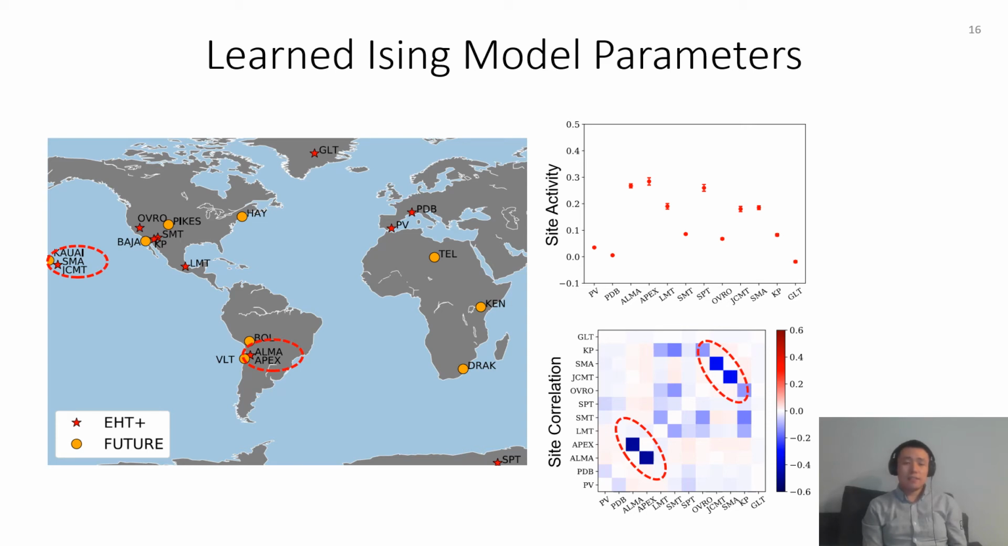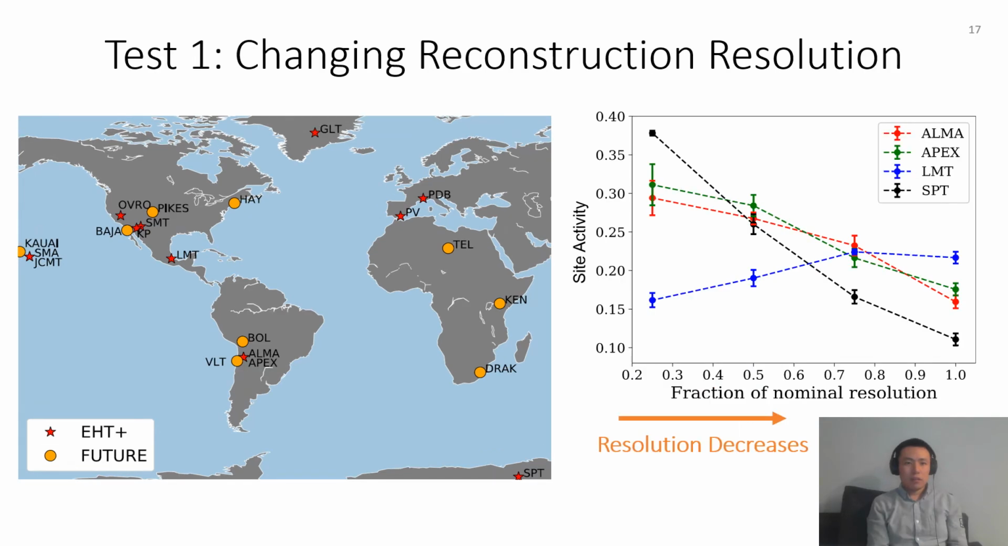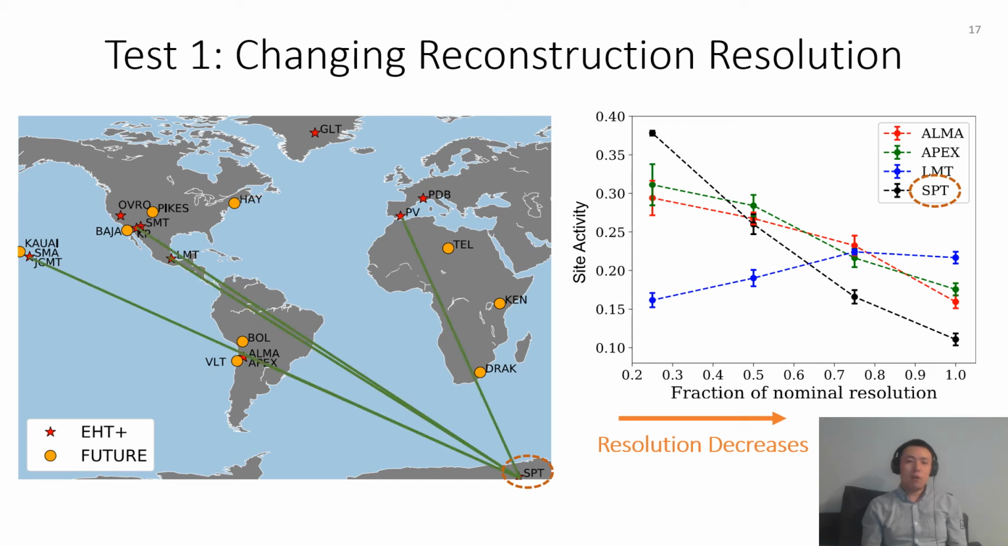We also test the sensor design in many other different scenarios. For instance, in this test, we changed the target reconstruction resolution that we want to achieve. We noticed that the activity of sites like the South Pole Telescope, SPT, decreased substantially when our reconstruction resolution demands are not that challenging. This is reasonable because the South Pole Telescope provides most of our long baselines. That corresponds to high spatial frequency measurements.